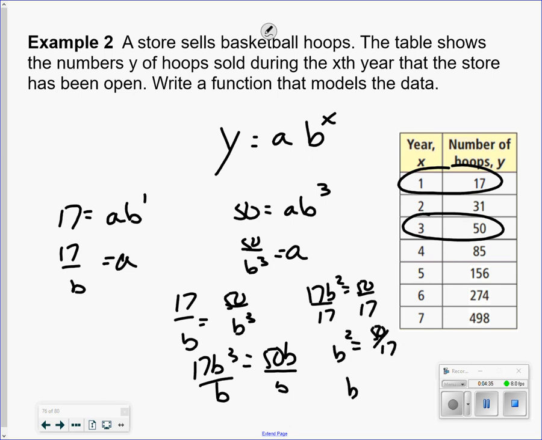I'm going to get a decimal here, and that's okay. On your test, I won't make you get a decimal situation. So 50 divided by 17, using my calculator here in my hand. And then I'm going to take the square root of that. And I get 1.7155. I round to 3 decimal places. So here we go. I know that b is going to be 1.715. So 17 divided by 1.715.